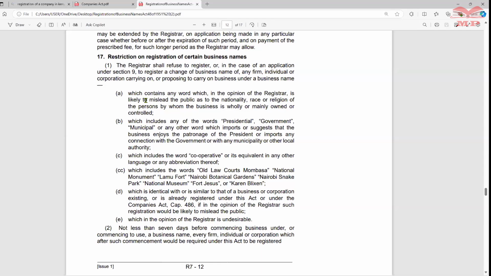You are also not allowed to include the word cooperative or its equivalent in any other language or any abbreviation thereof. We had talked about the differences between a cooperative and a company. And section 17 restricts you from using the word cooperative in your business name. You're also not allowed to use the words Old Law Court Mombasa, National Monument, Lamu Fort. Any of these names are not available for use as a business name.